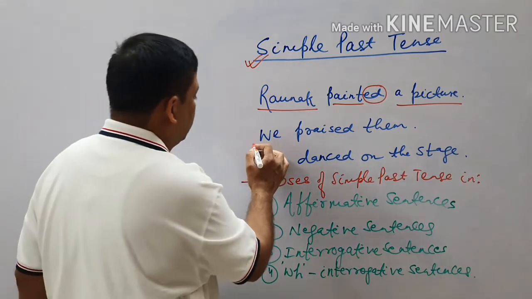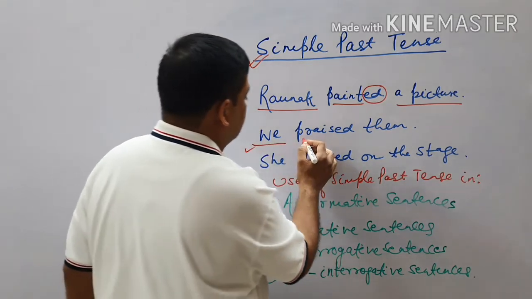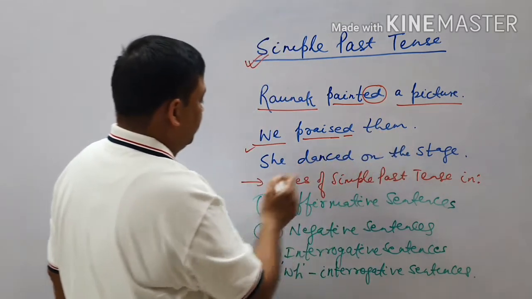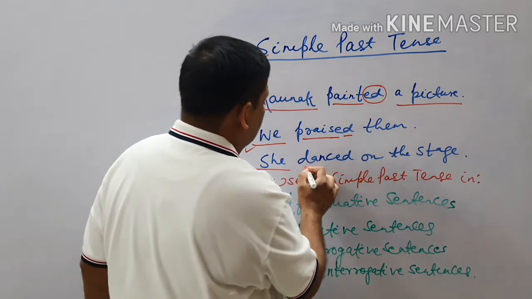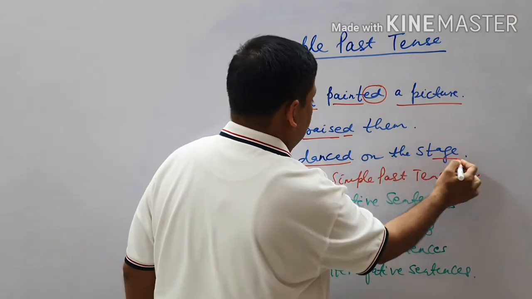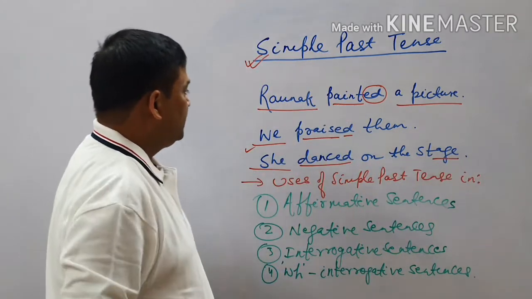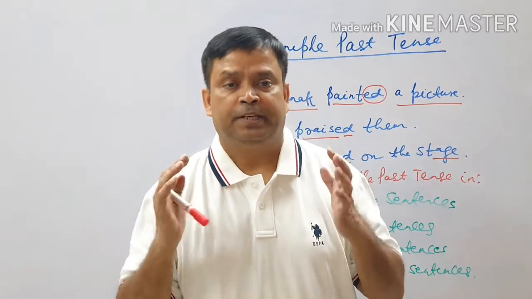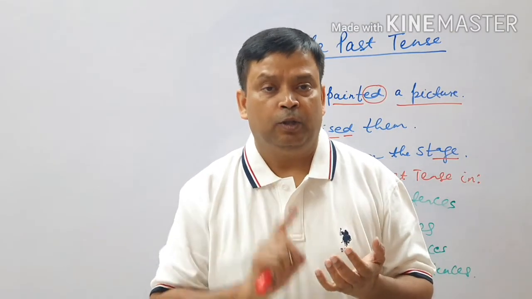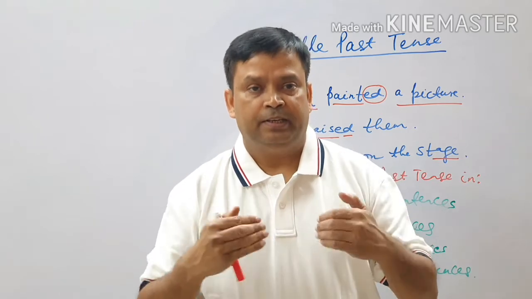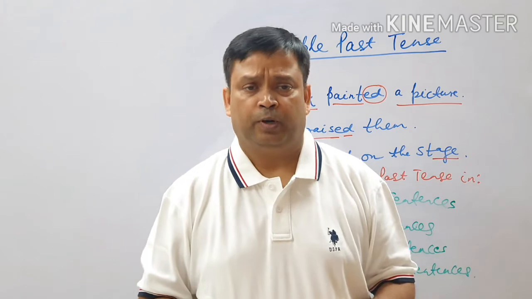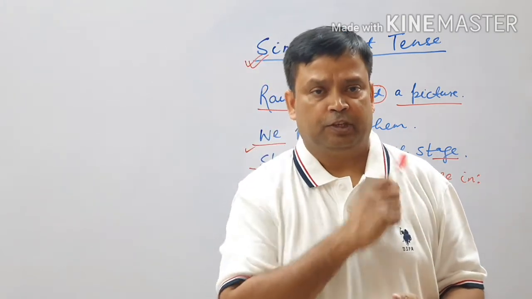We again is a plural subject. We praised them. Praise and then d. So this is the second form of the verb. And she danced, second form of the verb, on the stage. So with this rule or with this structure, you can make thousands of sentences in simple past, and all those sentences should be grammatically correct. You can make any sentence you want in simple past tense with the help of this structure.